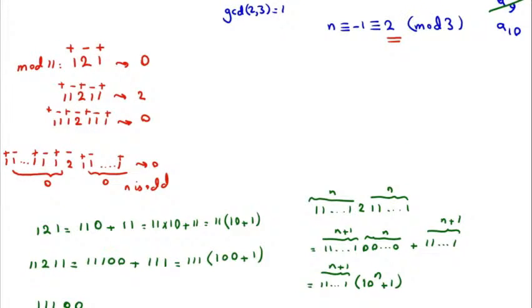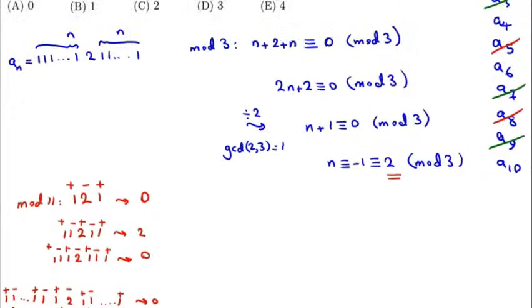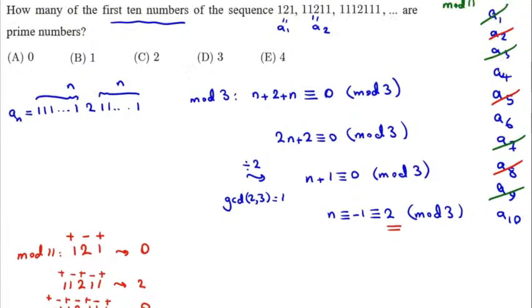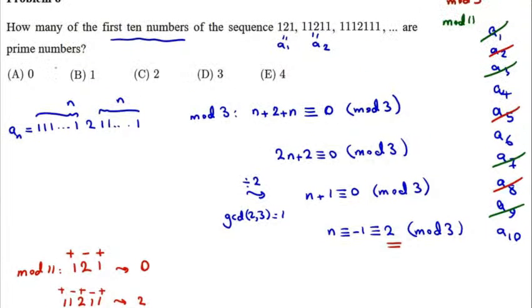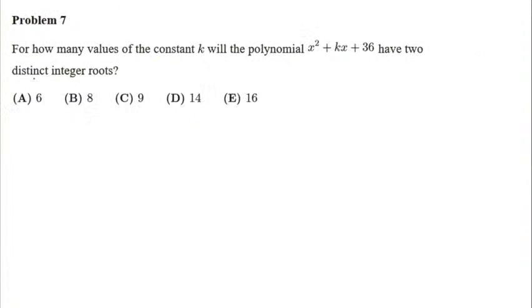I also used a small example in AMC 10A, 12A, and here, and before the exam I told you, and in BMO. So there are some general ideas that are very useful. So I proved all of them are composite numbers. So the number of prime numbers in this sequence is equal to 0. So the answer of problem number 6 is A.